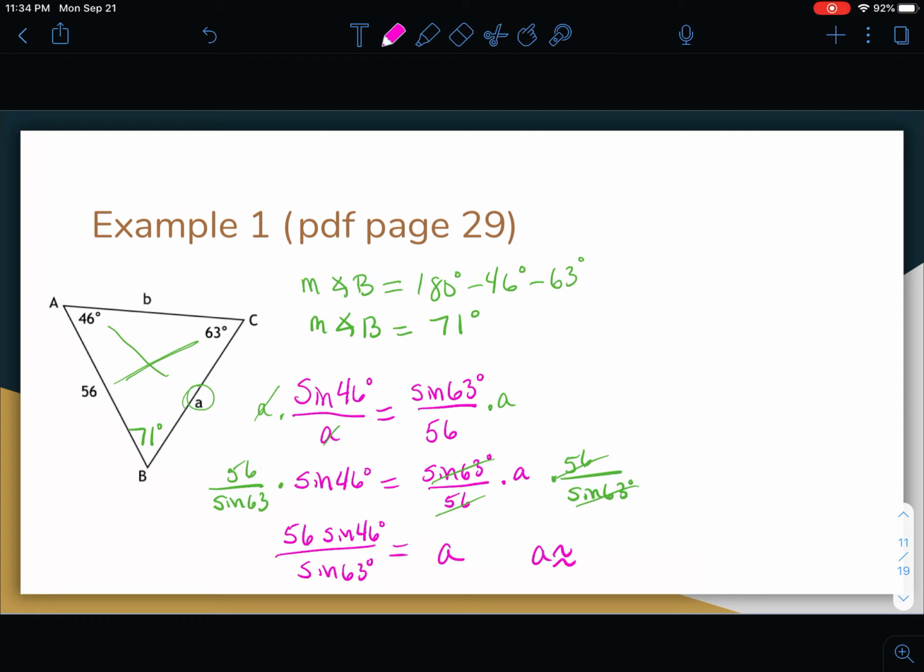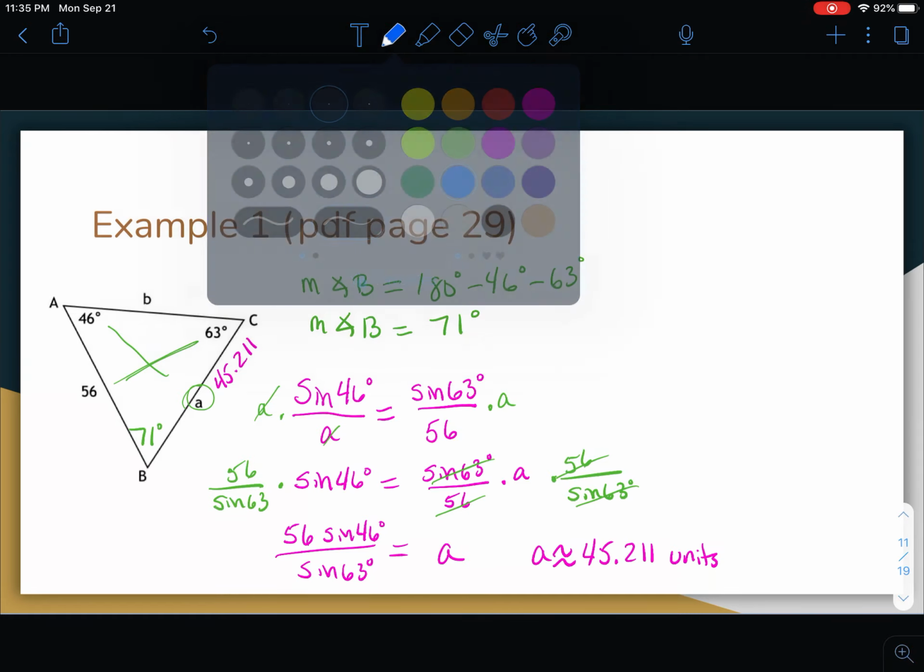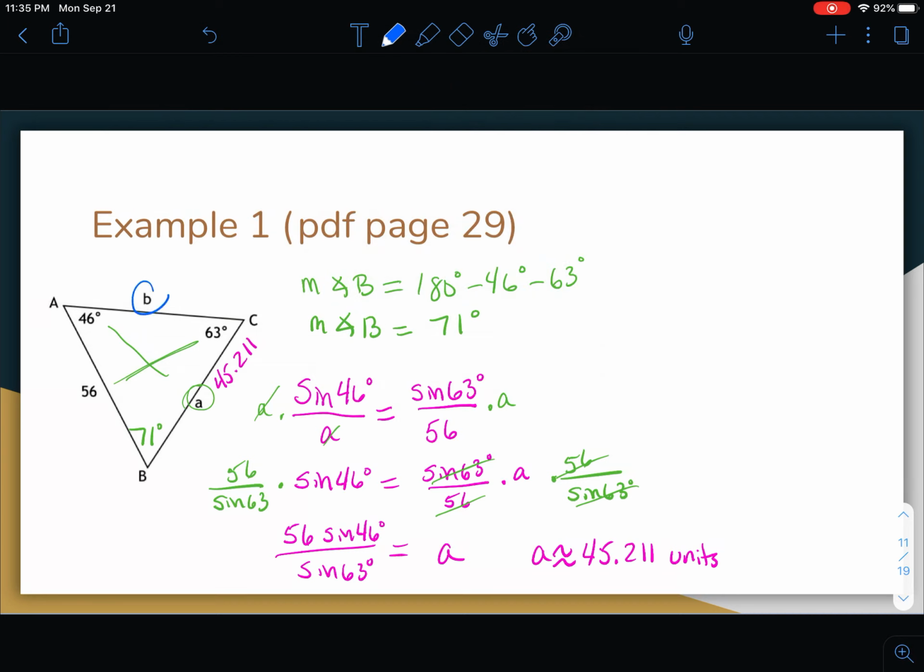And so we should get for this, A is approximately equal to 45.211. Oh, I'm so sorry, this is not degrees at all. This is a side length. Pardon me. So this would be units. It doesn't tell us what the units are, so we can just write units, that's fine. So that's side A, which is right here, 45.211 units. Okay, so the last thing we need to find is side B.